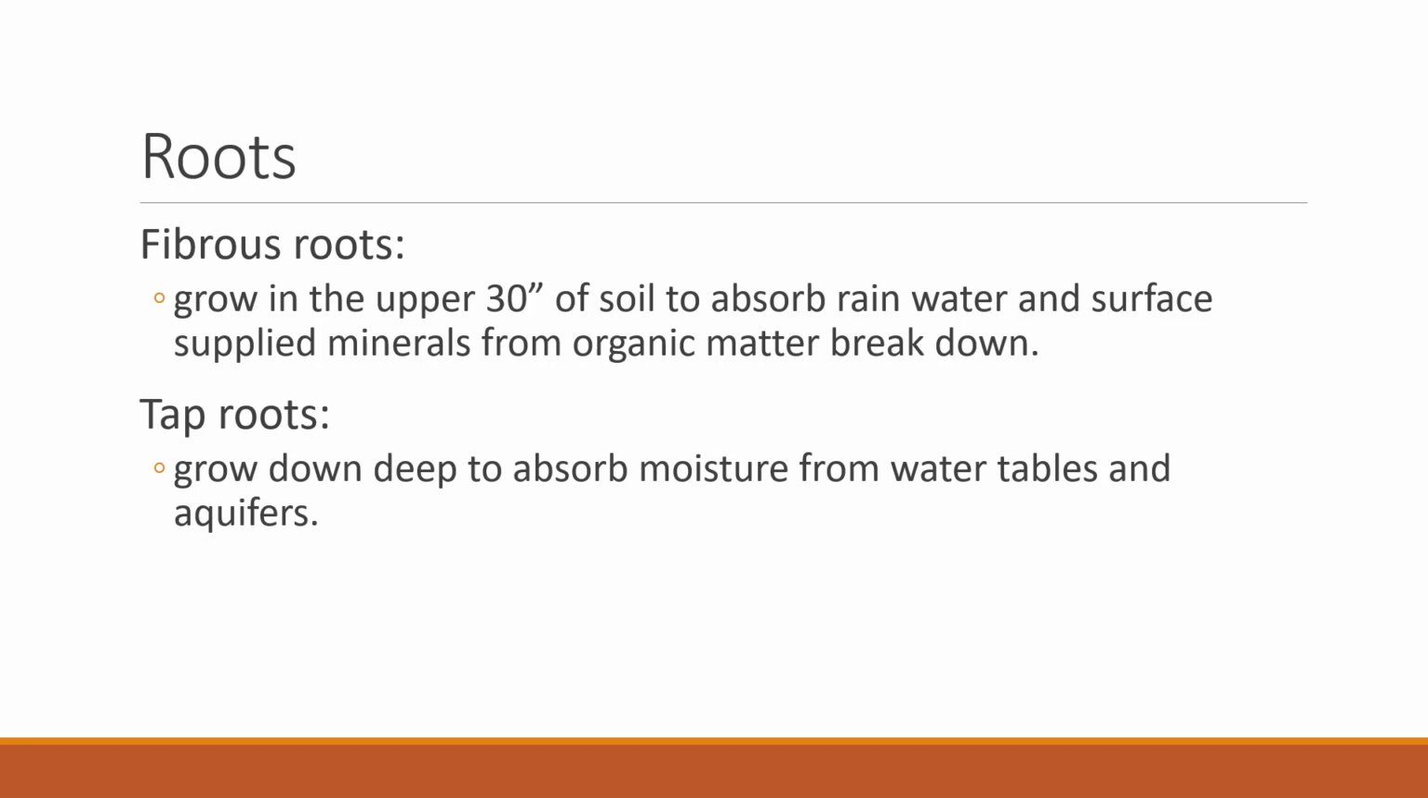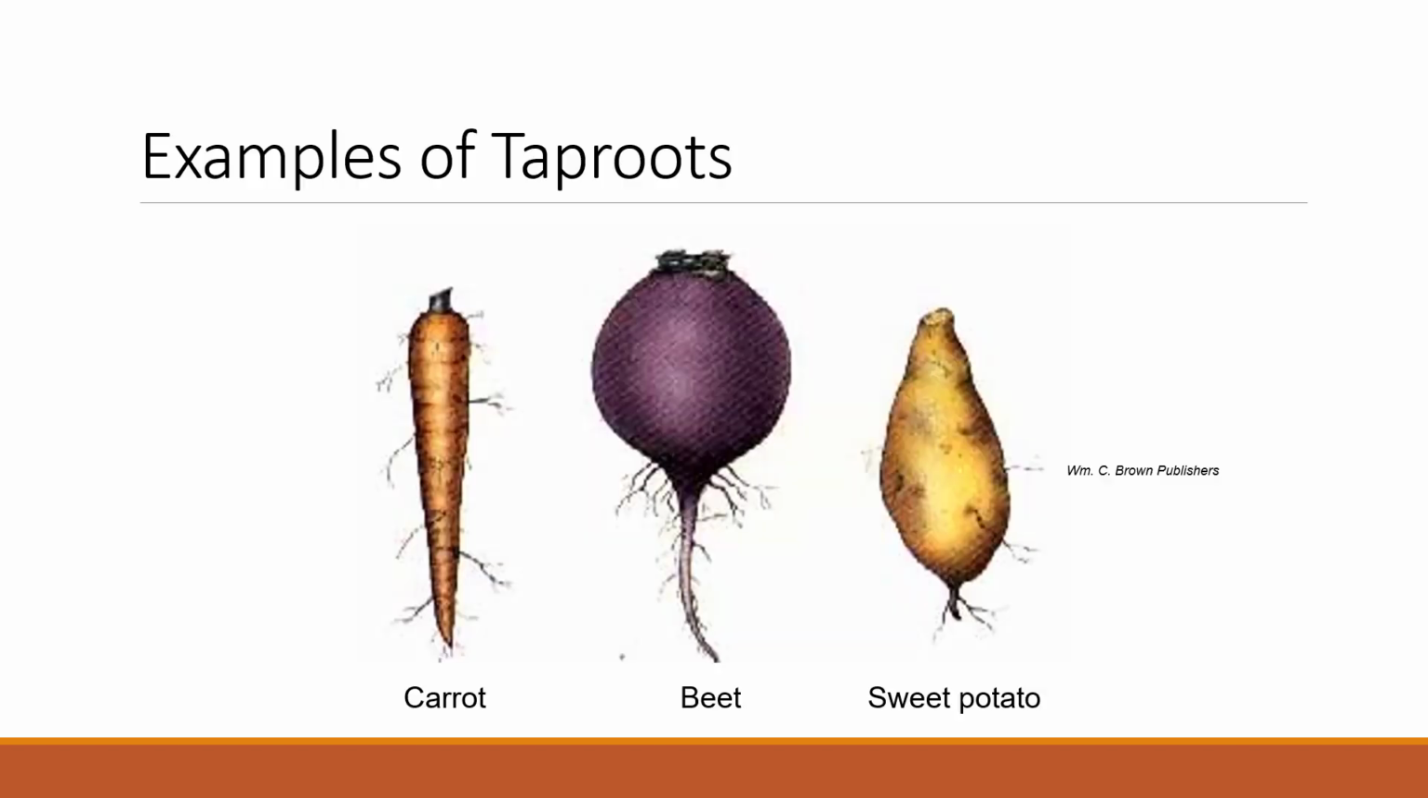So fibrous roots grow in the upper 30 inches of the soil, absorb rain and water and surface supplied minerals from organic matter breakdown. And then taproots grow down deep to absorb moisture from water tables and aquifers. And here's some examples of taproots. Now remember I said potatoes are stems. Sweet potatoes are not in the same family. They don't have eyes, they are roots.